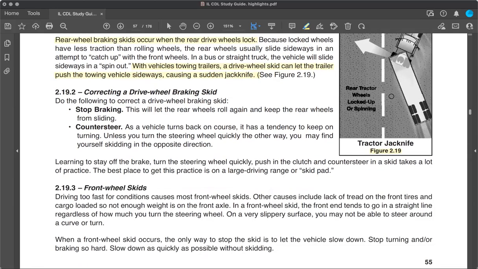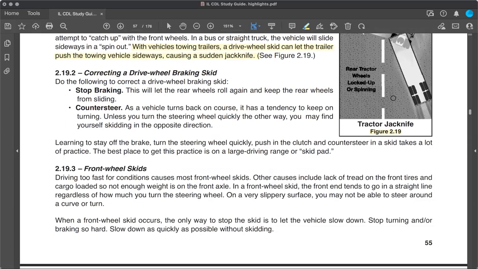Then we have 2.19.2, correcting a drive wheel skid. This reiterates the first part, where we learned you just let your foot up off the accelerator. You pretty much also stop braking. So if you're braking while a skid begins, you stop that process. That's the first way to correct a drive wheel braking skid. When you stop braking, this will let the rear wheels roll again and keep them from sliding.